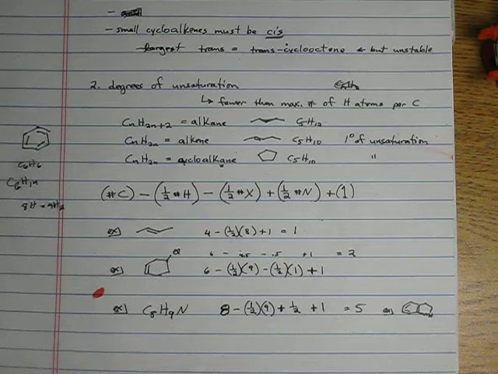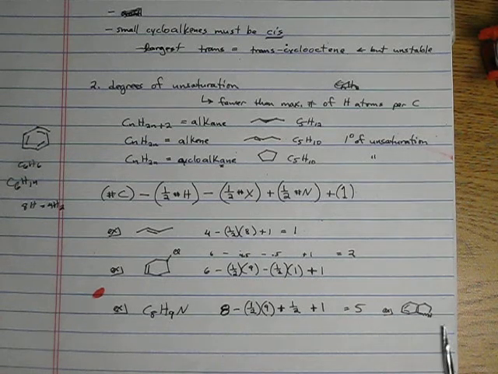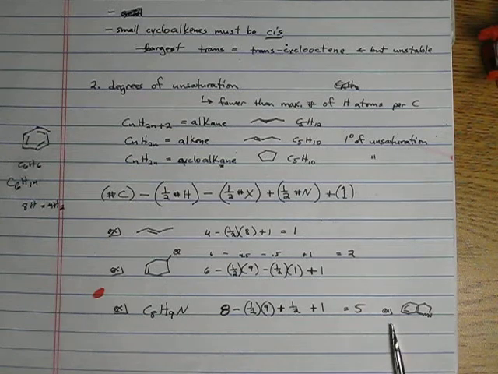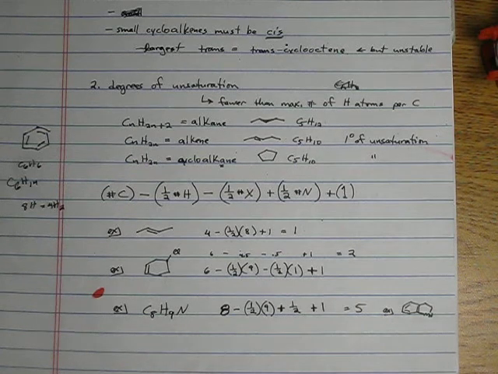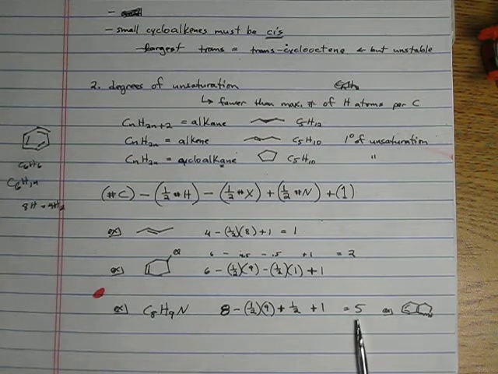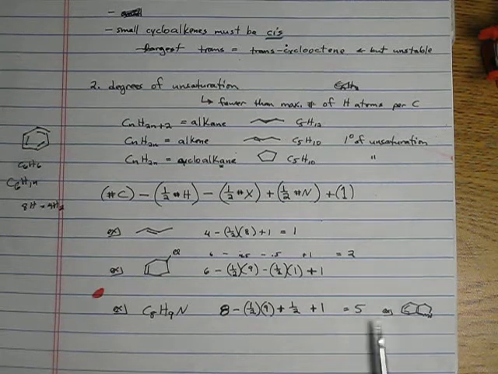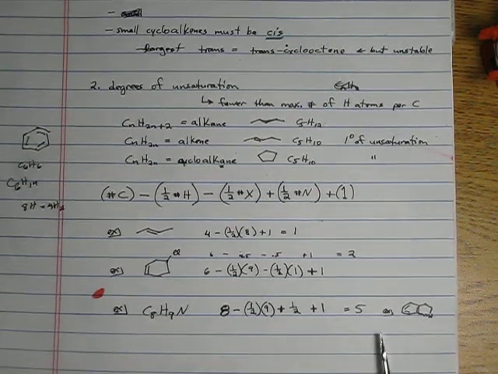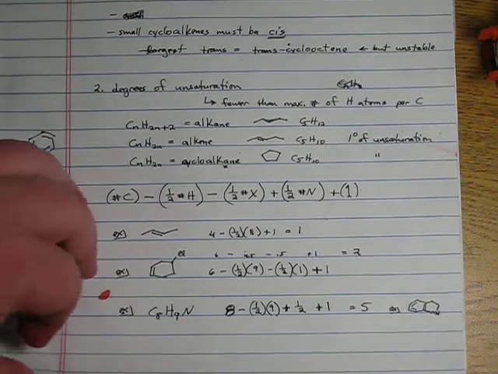C8H9N has 5 degrees of unsaturation. Note, it doesn't tell us where we have how many rings or double bonds or whatever. We just know we have 5 degrees of unsaturation. Turns out that this is the molecule. This is an example of C8H9N with 5 degrees of unsaturation. Note, just getting 5 degrees unsaturation doesn't say, oh, it has to be this. It's just like, well, how do I get this molecule with 5 degrees of unsaturation? That is one way to do it. It'll help narrow down the possibilities of what molecules we have.